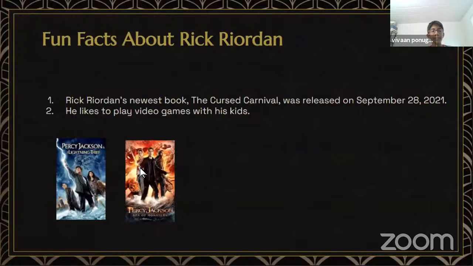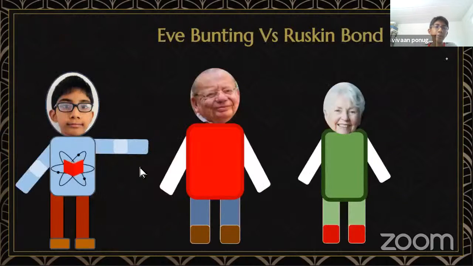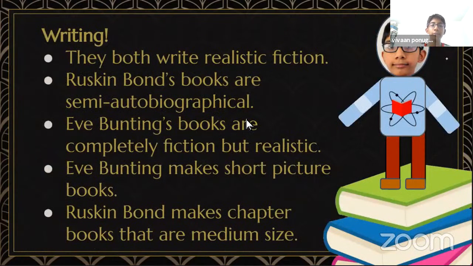Okay, so I'm going to talk about Eve Bunting and Ruskin Bond. Here are the 2 people shown below as figurines: Eve Bunting and Ruskin Bond. So, writing. They both write realistic fiction. Realistic fiction is a genre of fiction that involves plots that could possibly happen in real life, or that are very similar to things that have happened, like based off of true stories.